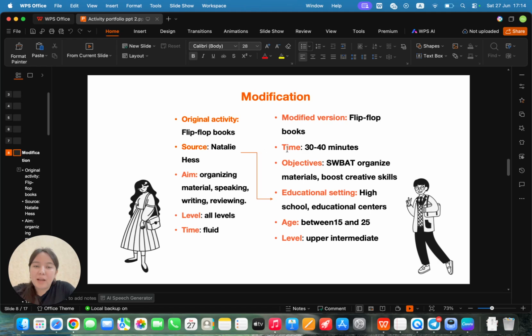So I changed several things. For example, time was 30 and 20 minutes. Objectives: students will be able to organize materials and boost creative skills while drawing. Educational setting: high school and educational centers. It should be appropriate for 15 to 25 year old learners. Level: upper intermediate.